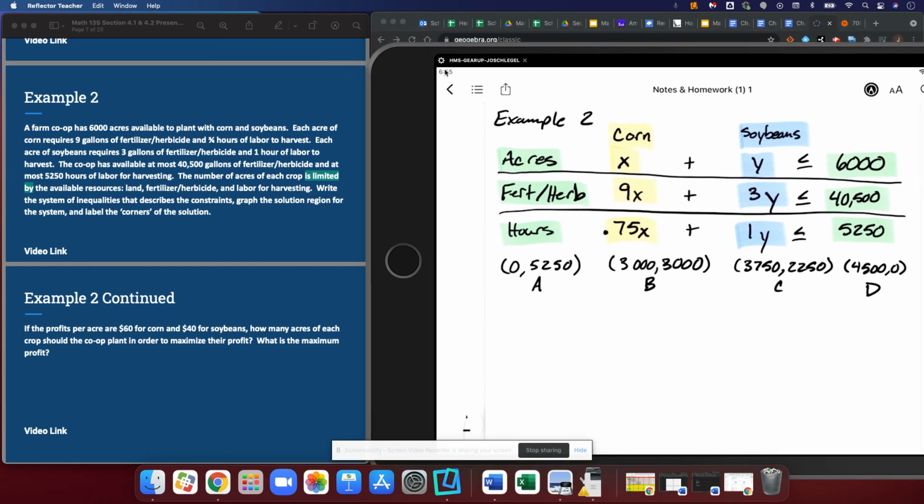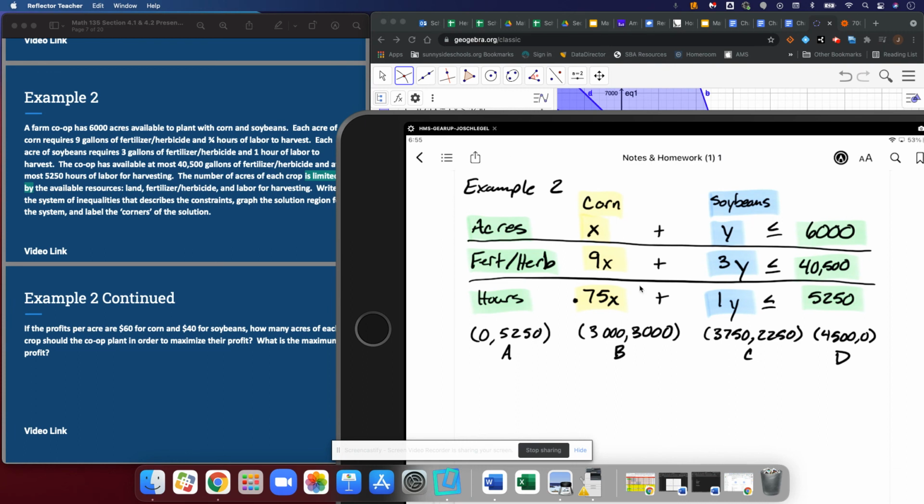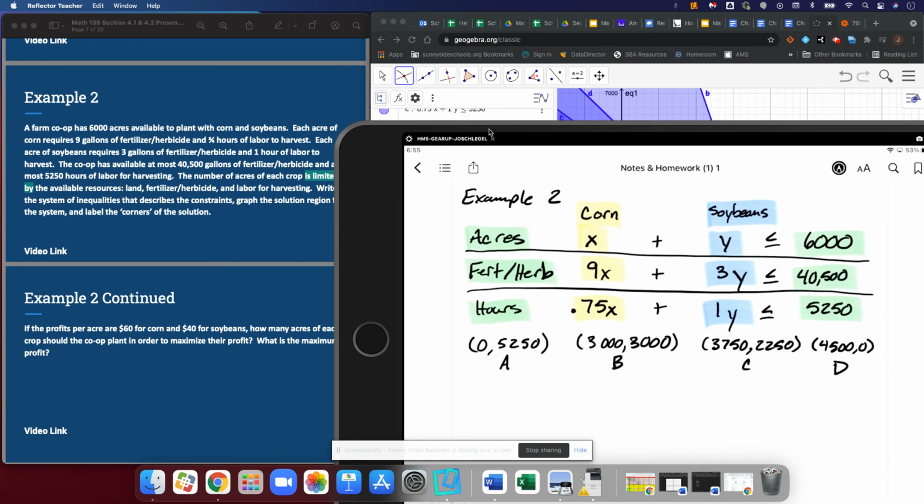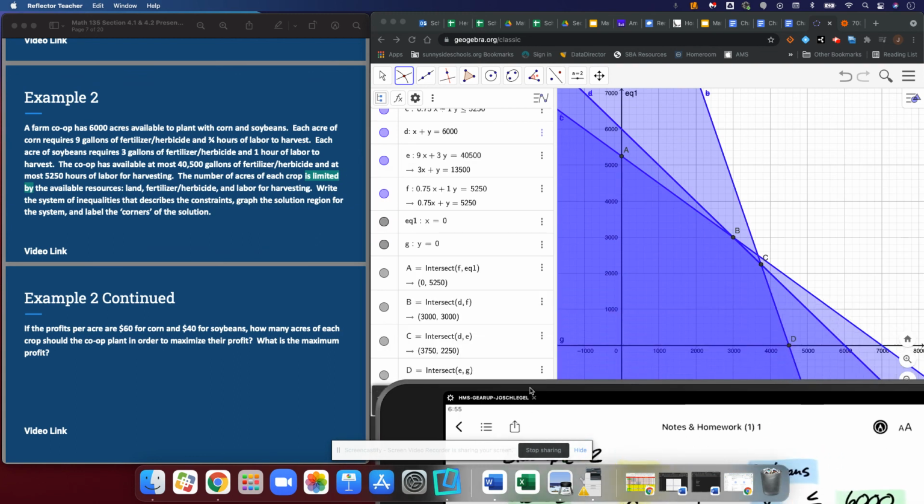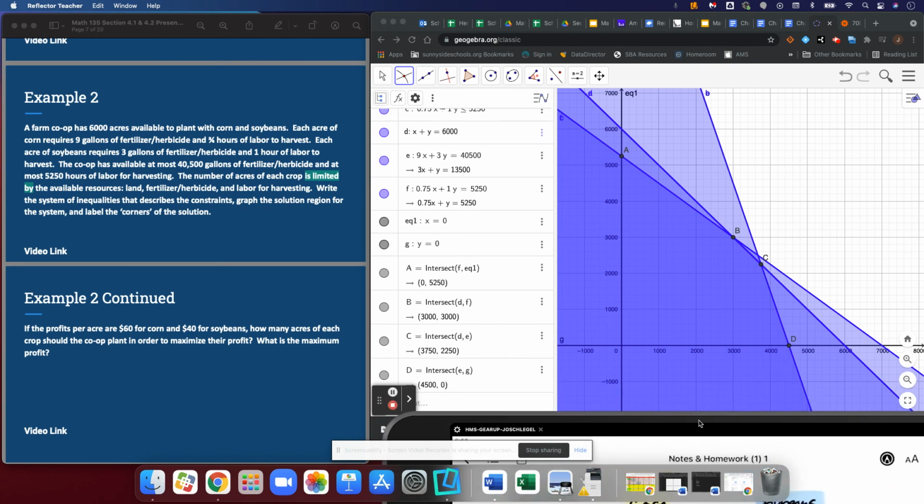So we have gone through the process of constructing kind of a complex system of inequalities for this, putting that system of inequalities into GeoGebra, finding the corners of that, and that's all we are asked to do for example 2. We'll be back for example 2 continued in a moment, and we are going to have some advice for this farmer as a result of the next video.